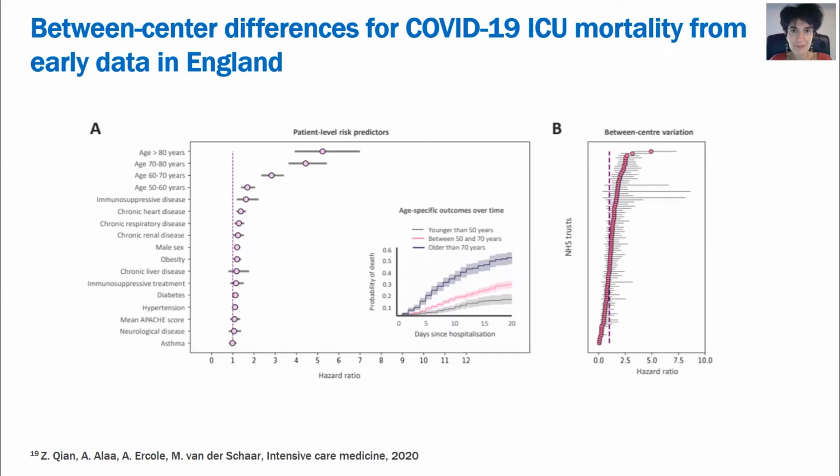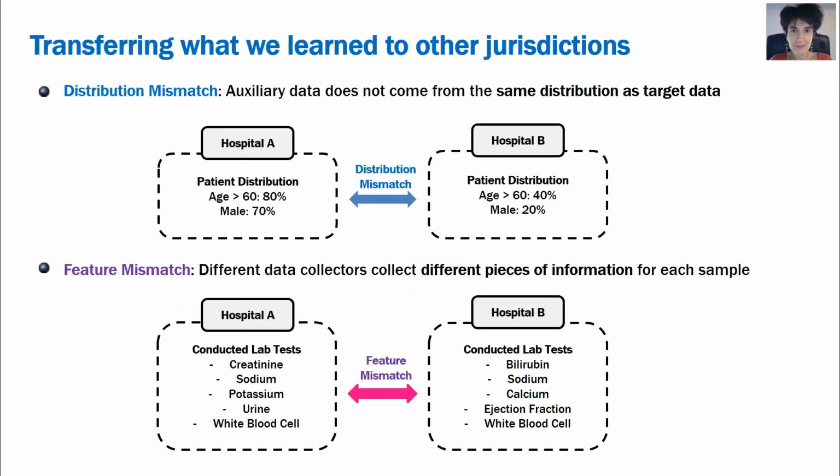So what we want to do is learn how one particular center is effectively dealing with the COVID population and transfer this knowledge and these analytics to the other hospitals throughout England, while being mindful of the differences between these different centers. So we need to learn across jurisdictions in the presence of distribution mismatch, where the data does not come from the same distribution as the target data. So we learn from one hospital with one patient distribution for another hospital with another patient distribution. And also we have feature mismatch, because the data collected at different hospitals may be different as well. Some hospitals may collect certain data samples, some may not.